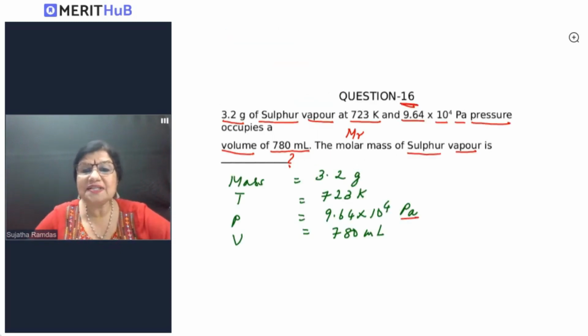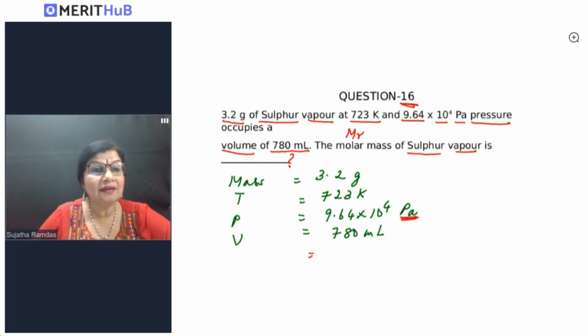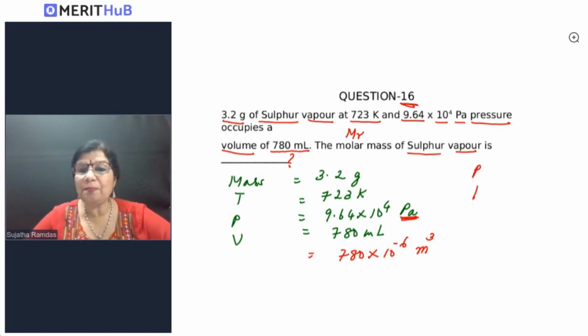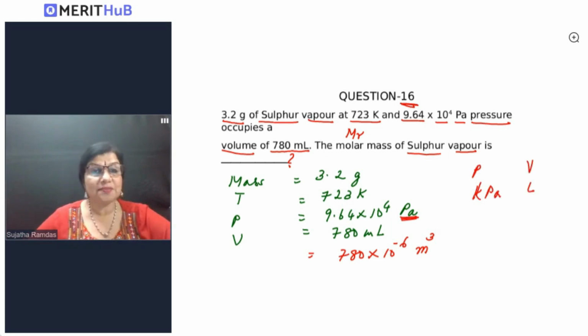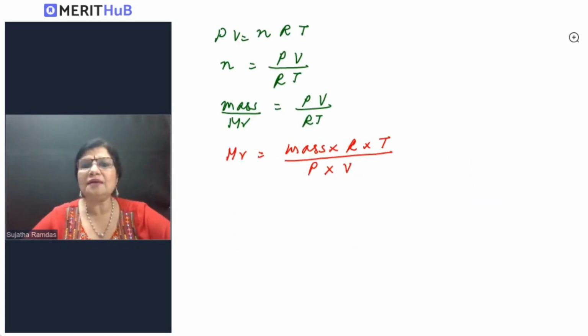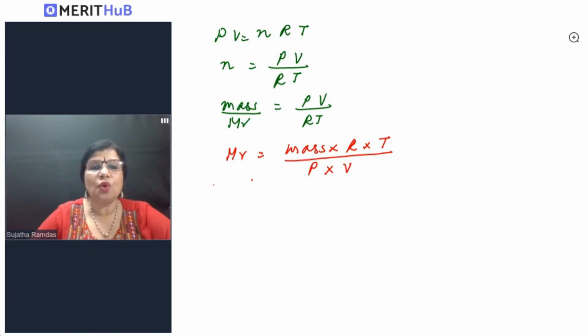Let's go back to the question. Here, the pressure is in Pascal. When the pressure is in Pascal, the volume has to be in meter cubed, right? This has to be converted to cubic meter, which is 780 into 10 to the power of minus 6 cubic meter. If the pressure is in kilopascal, then the volume has to be in liters. So just make sure that the units are correctly substituted. So let's go back to our formula.